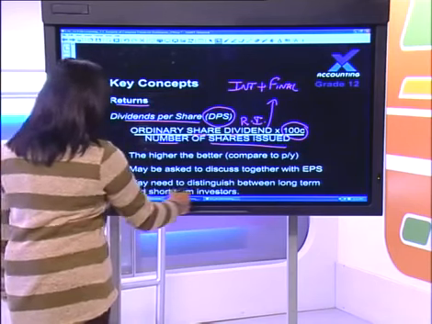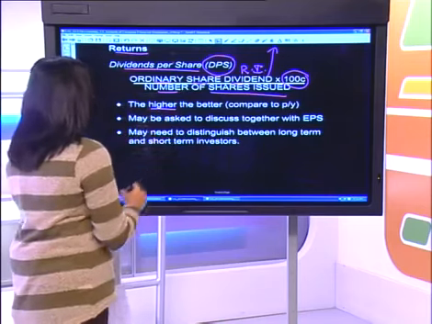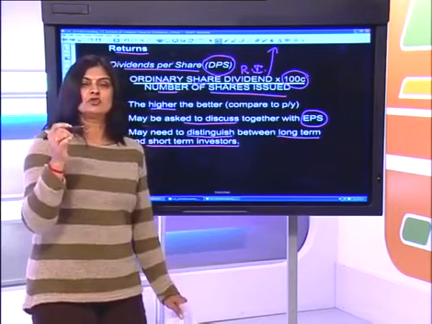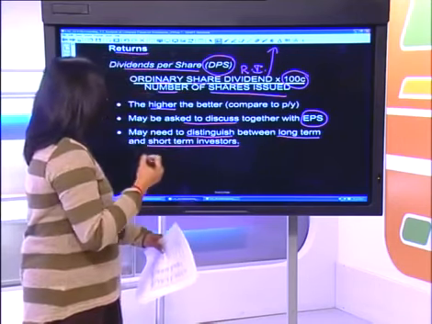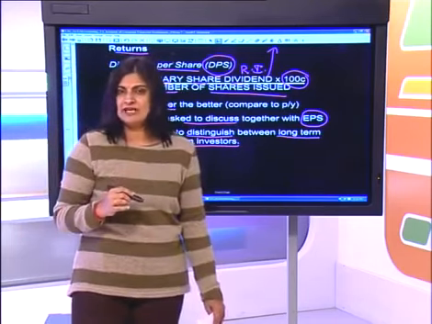Right, like I mentioned for the last ratio, again, guys, the higher the ratio, the better. You may be asked to discuss together with EPS, earnings per share, and here, there is a possibility that you may be asked to distinguish between your long-term and your short-term investors. In other words, remember, dividends per share is your shareholders' share of the profit. Now, you're probably thinking, obviously, the higher the profit, the more dividends a company can pay out.